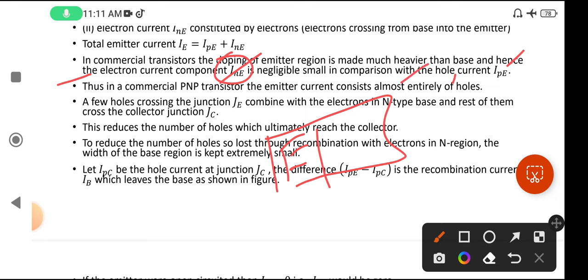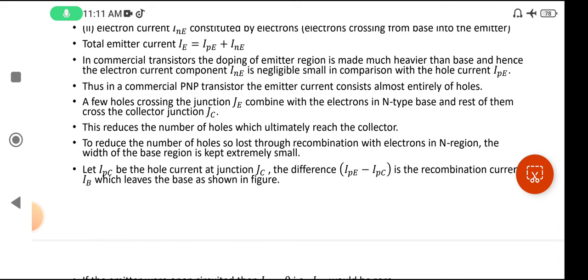Next, thus, in a commercial PNP transistor, the emitter current consists almost entirely of holes. So because of that, what happens? The emitter current is because of only holes, in PNP, not in NPN. A few holes crossing the junction JE.